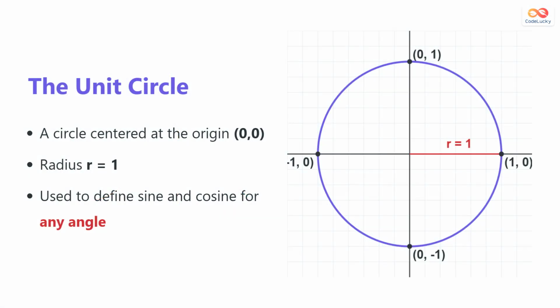To understand why cosine behaves this way, we use the unit circle. This is a circle centered at the origin, (0, 0), with a radius of exactly 1. This circle is the foundation for defining sine and cosine for all angles.